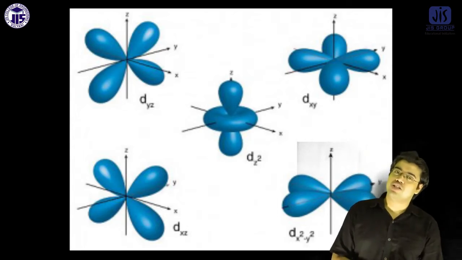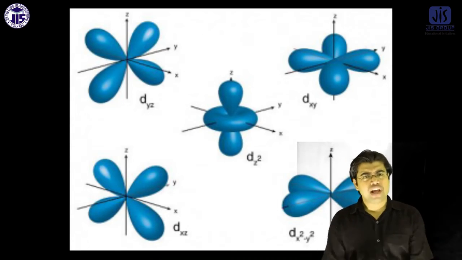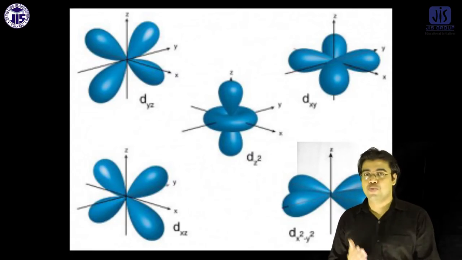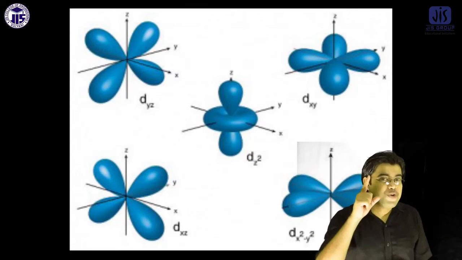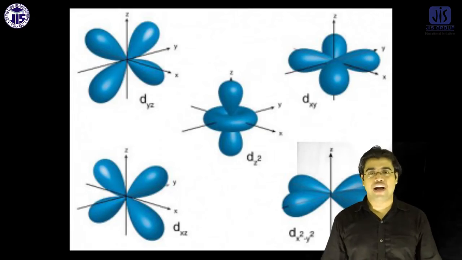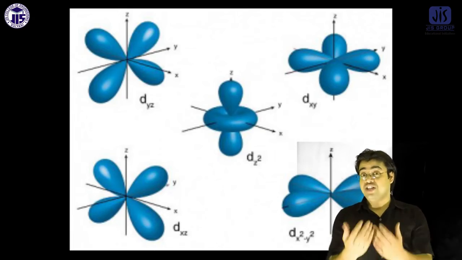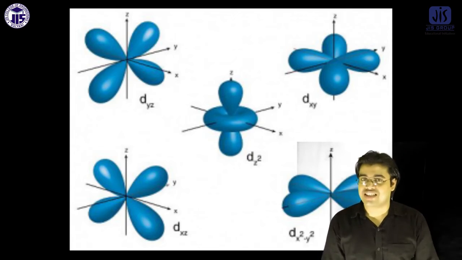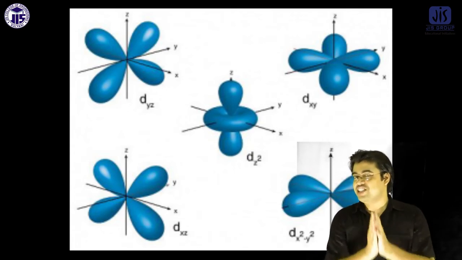That means dxy lies in between the x and y axes, and dyz lies in between the y and z axes. But dx square minus y square lies on the x and y axes. It is the same case for dz square.